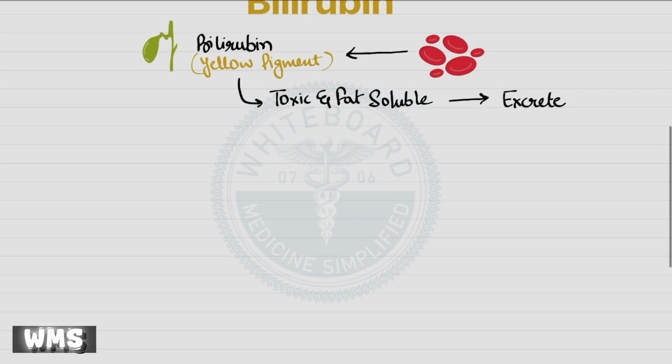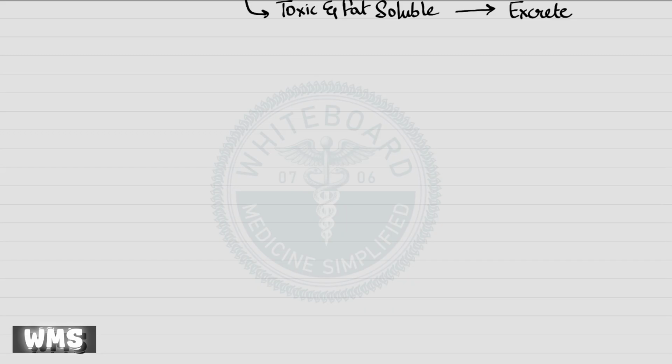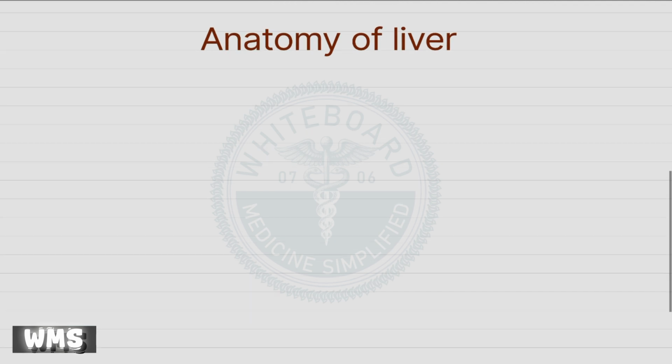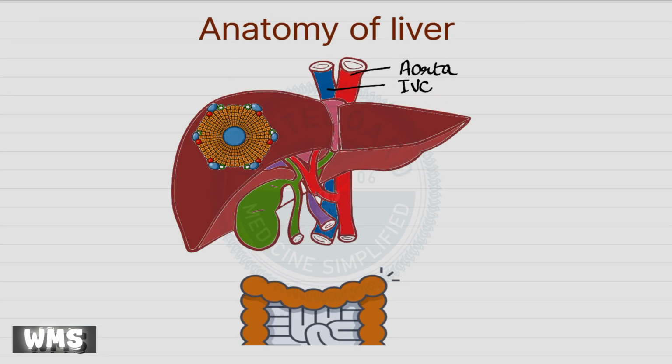Before we dive deeper into bilirubin metabolism, let's first understand the anatomy of the liver and the flow of blood and bile within it. This image shows an overview of the liver. The liver contains the portal triad, which includes the hepatic artery, the portal vein, and the common bile duct. The hepatic artery brings oxygenated blood. The portal vein carries nutrient-rich blood from the intestines, and the bile duct carries bile towards the duodenum.